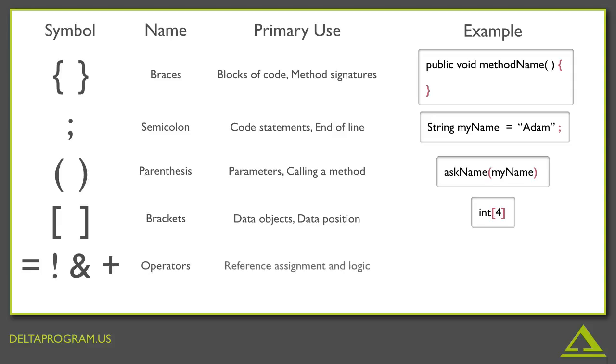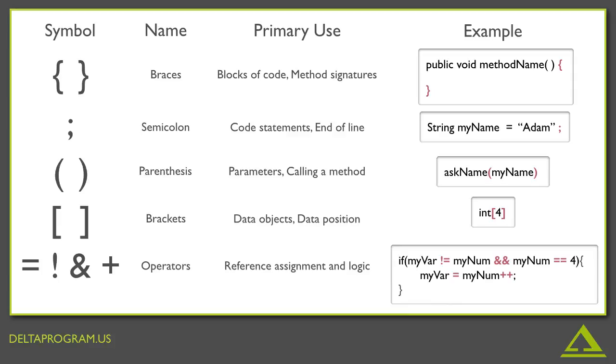Operators. You'll see these used all over the place. Operators may look similar to other symbols that you've seen before. We have an equal sign, an exclamation point, an ampersand, a plus symbol. These operators are not quite what you're used to. They're used for reference assignment and logic. So if you see these, don't automatically jump to conclusions. You're not shouting in your code when you use the exclamation point, and the equals sign doesn't actually mean equals. So be careful. Here are some examples.